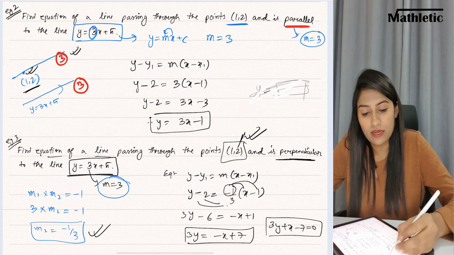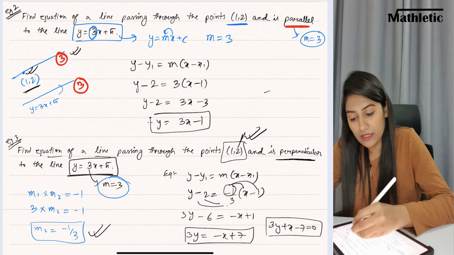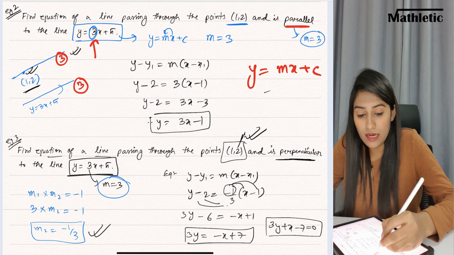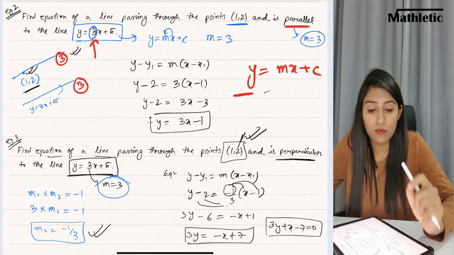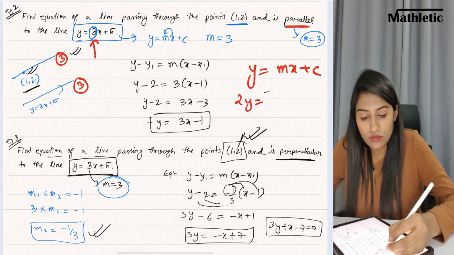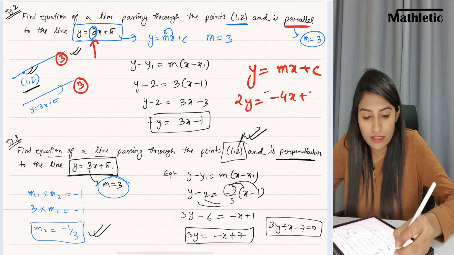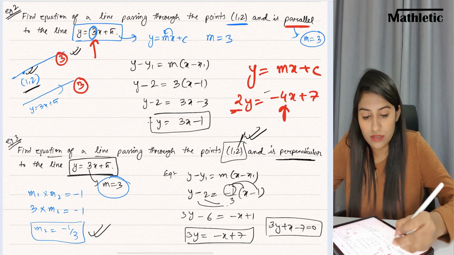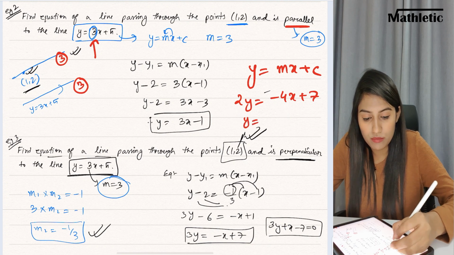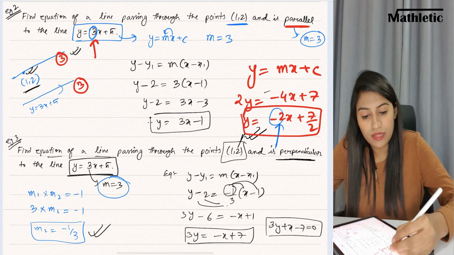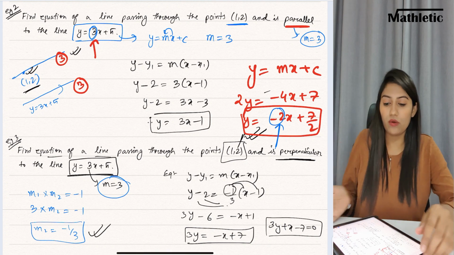And one thing I would like to add: when you are selecting the gradient, make sure the equation is in the format y equals mx plus c. As in, at the left side, you are supposed to have only y. y should be the subject of the equation. So if you have an equation like 2y equals minus 4x plus 7, you cannot directly pick the gradient as minus 4, because y is not the subject here. You need to make y the subject first. So it should be y equals minus 2x plus 7 by 2. This is the general format, mx plus c. Now you can pick the gradient as minus 2. I hope this is clear.